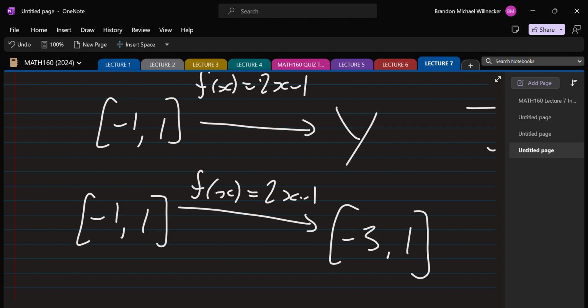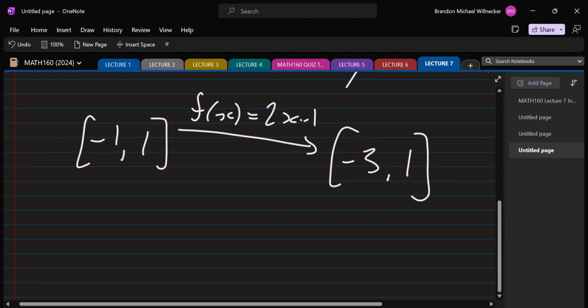Is this injective? Yeah, it's a line. Of course it's injective. Is it surjective? Of course, we made it surjective. So if it's injective and surjective, it's bijective, and so the inverse exists. How do we find the inverse? Same as we did in high school.